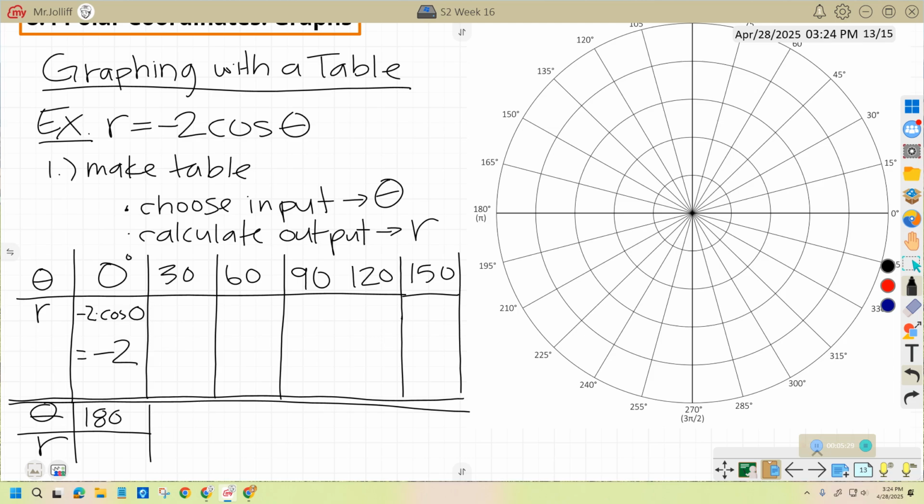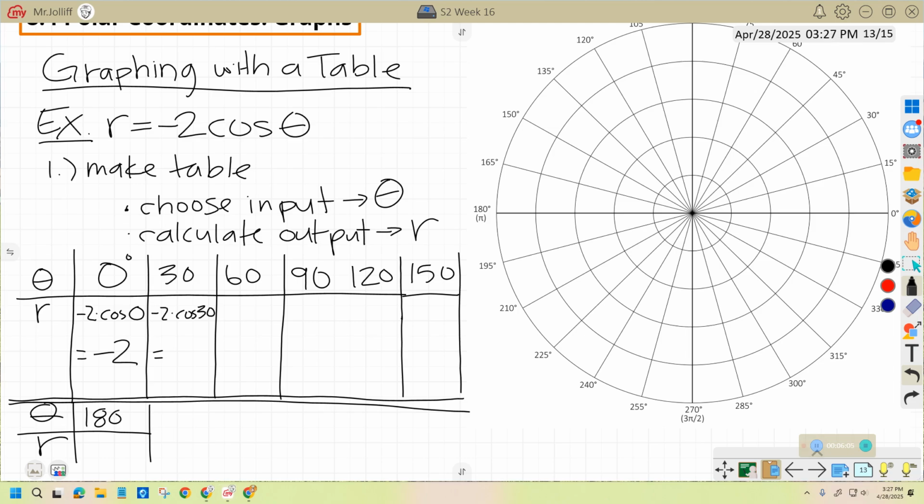We're going to repeat this process by substituting in our chosen angle. So the next one's going to be negative 2 cosine of 30 degrees. I am going to put a couple minutes on the clock. I want you to fill out the rest of that table. If the values are decimals, round to the tenth place. Use your calculator.